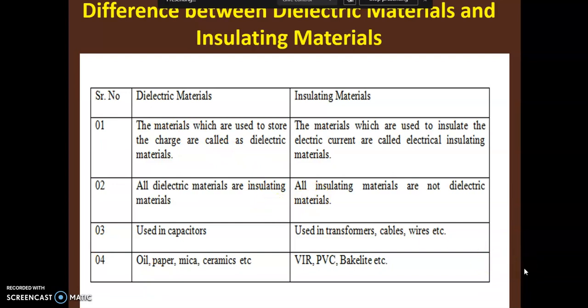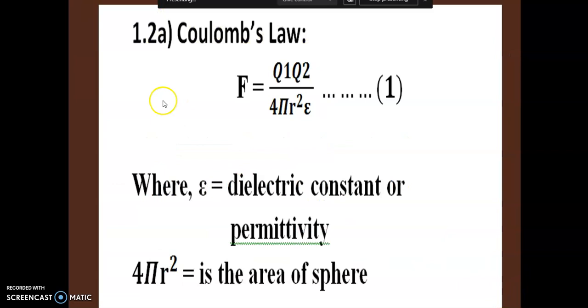Just see and note down the difference, because I'm going to play a competition today and let us see who is attending class very attentively. Okay, who will win the competition? Let us see that.